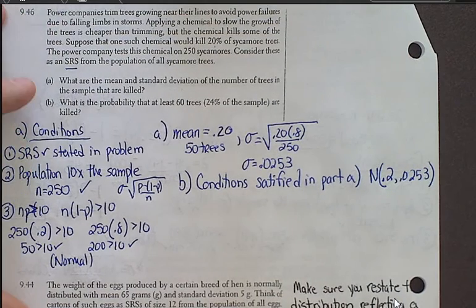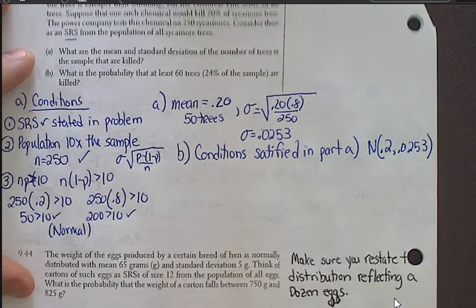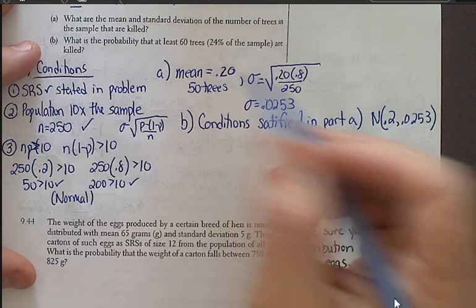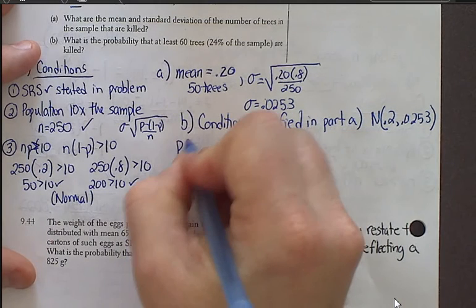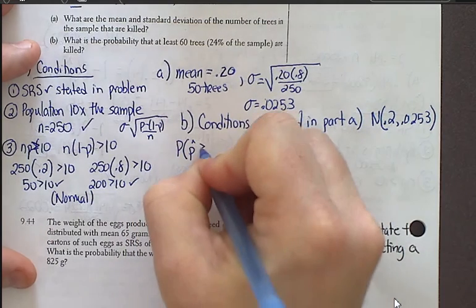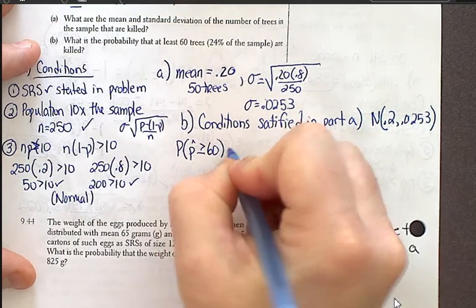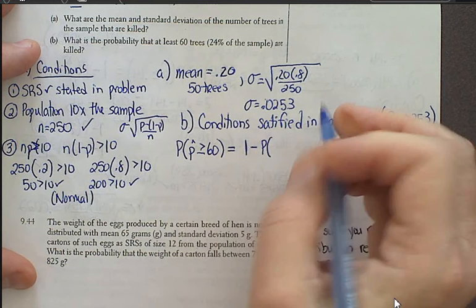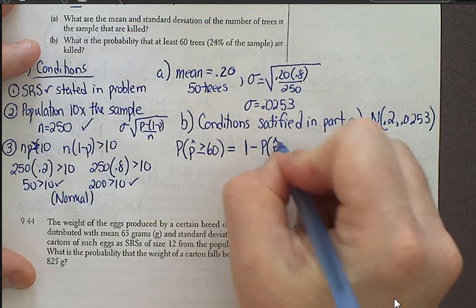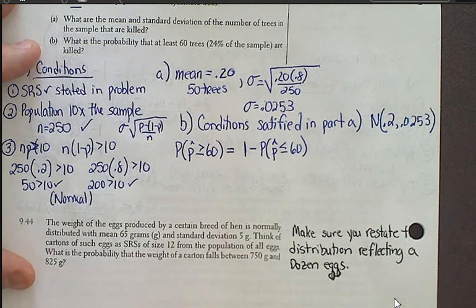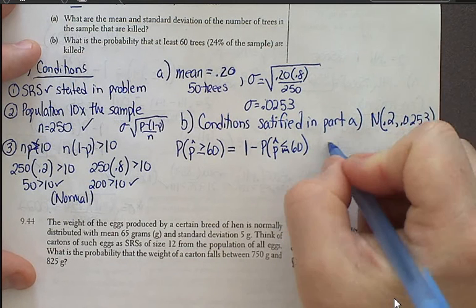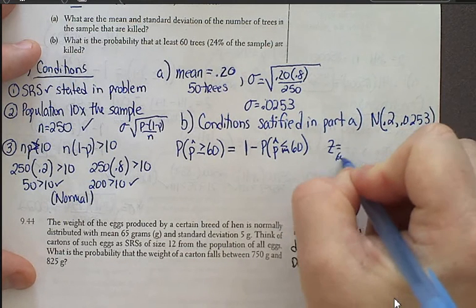So now let's restate what the question is asking us. What is the probability that at least 60? So the probability that our p hat is greater than or equal to 60. We need to rephrase that. At least turns into a 1 minus the probability that p hat is less than 60. Now to answer this question, we have to come up with a z-score for 60.